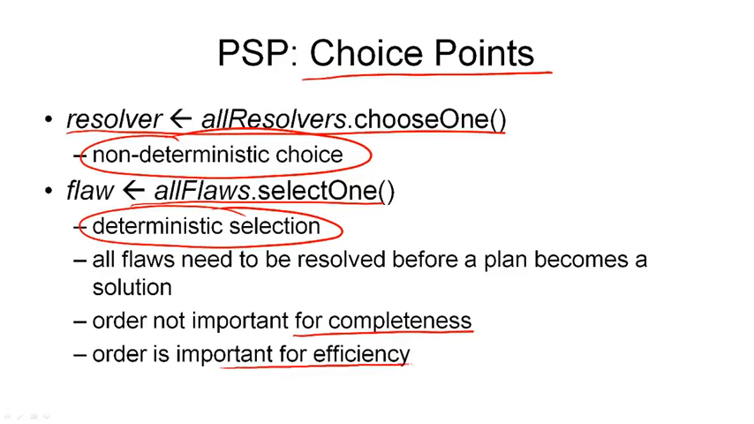But of course, the order is very important for the efficiency of our planning algorithm. For example, consider a plan that has one flaw for which we have no resolver and several flaws for which we have resolvers. If we first choose those flaws that we can resolve and then deal with the flaw that has no resolvers last, we create a search tree that has no solution nodes, of course. Whereas if we first choose the one that has no resolvers, we immediately terminate our search. So, important: flaw selection is a deterministic selection, and we don't need to backtrack over this selection in our implementation. Selecting a resolver is a non-deterministic choice, and we need to implement this as a backtrack point.